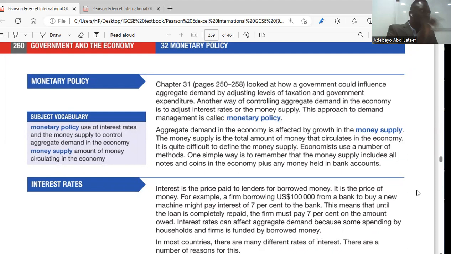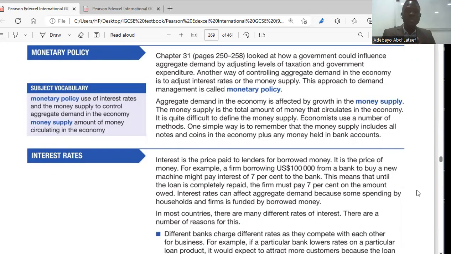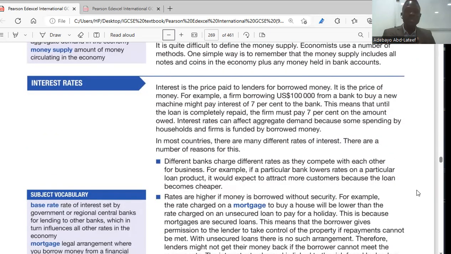Aggregate demand in the economy is affected by the total amount of money, that is the money supply. Interest is the price of borrowing or saving. This one is set by the central bank of the country, which is the government. Do you get it? Yeah.